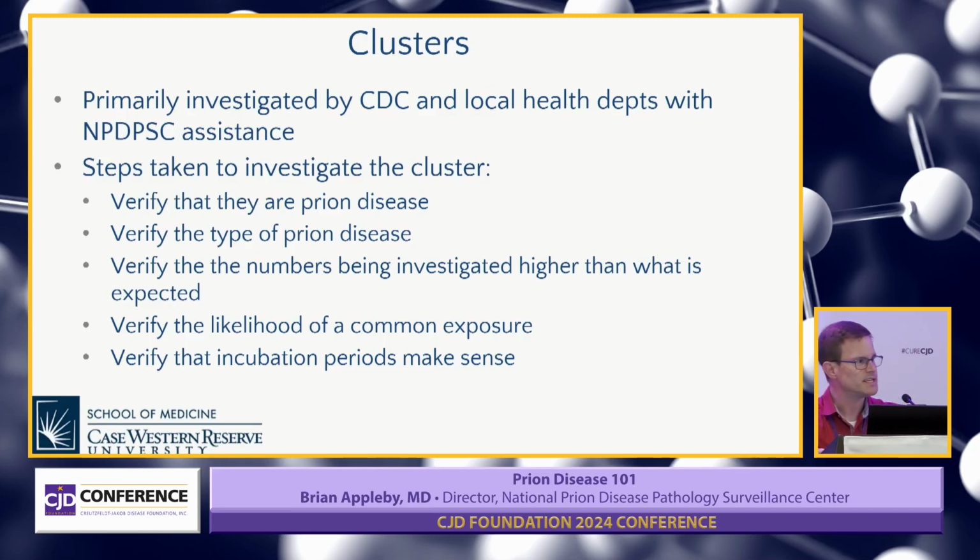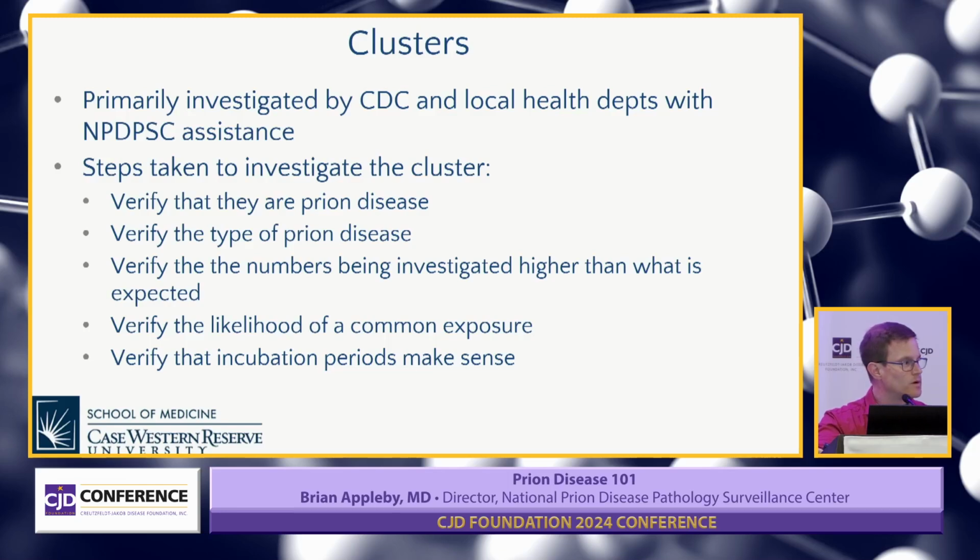Some steps that we take to investigate these clusters. First, we have to verify that it's prion disease. You'd be surprised, a lot of times clusters reported to us, and a fair number of cases in that cluster wind up actually not even being prion disease. You also want to know the type of prion disease. So for example, families tend to live around one another, and if you have a genetic family and multiple people have gotten sick recently in that family, it's not really a cluster because the known etiology is genetic. You want to verify the numbers being investigated are higher than what's expected.